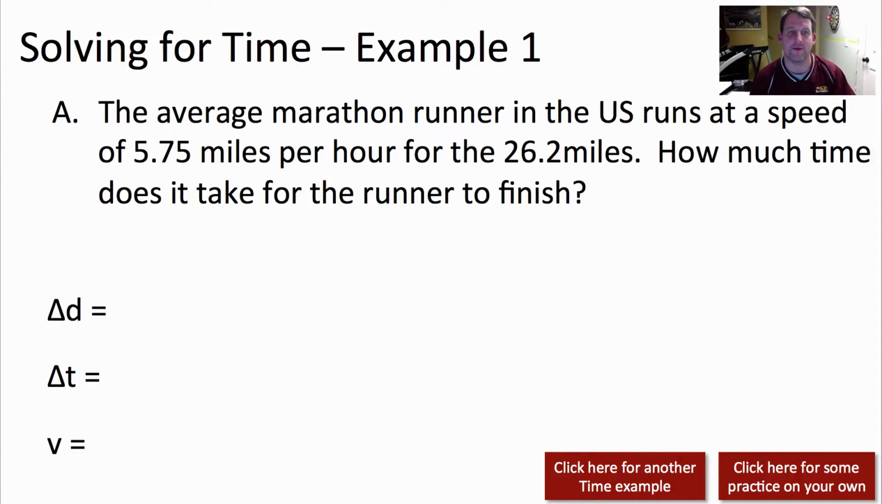All right, let's do this problem together. So the average marathon runner in the U.S. runs at a speed of 5.75 miles per hour for 26.2 miles of the race. The question is, how much time does it take for the runner to finish the race?